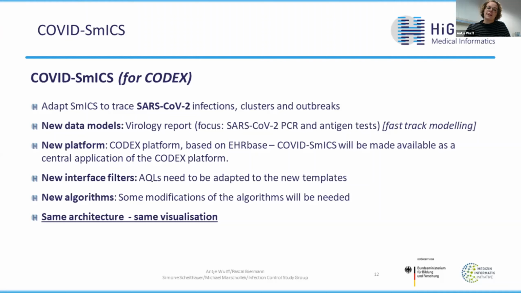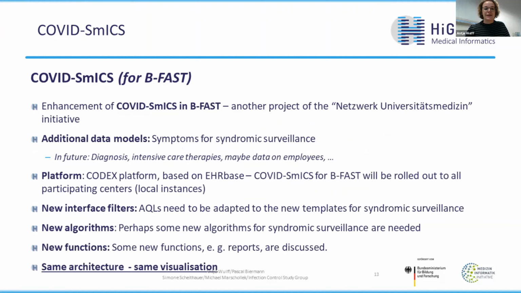And yeah, this is the second great challenge for us. And of course, we have a third one. And the third one is another project, which is called BFAST. It's more about a broad surveillance framework and optimizing surveillance strategies in Germany. And it's another project of the Netzwerk Universitätsmedizin initiative.